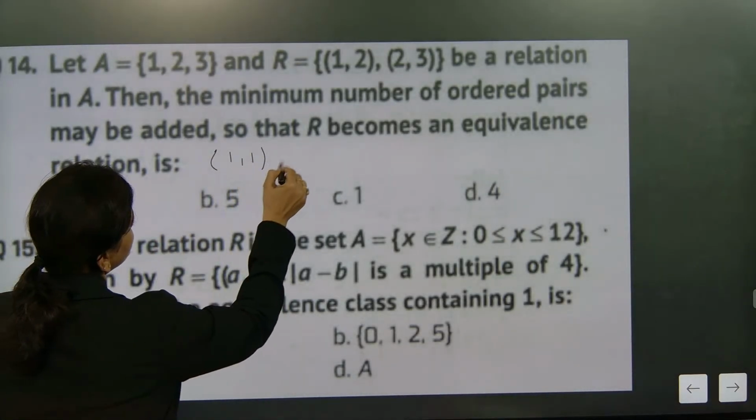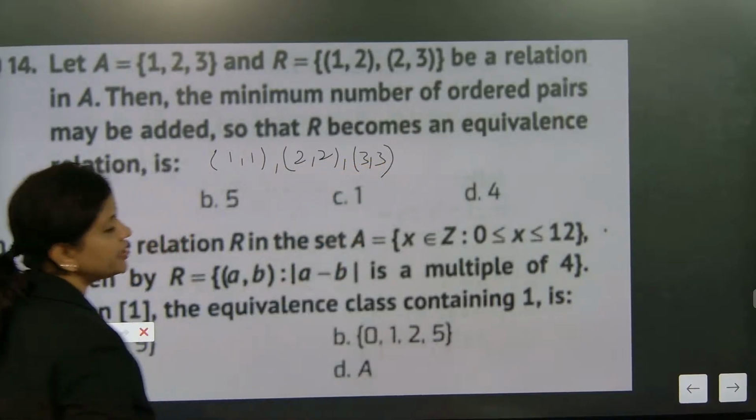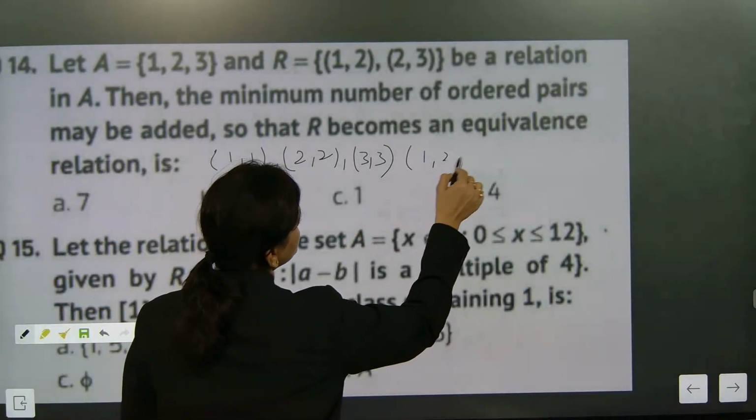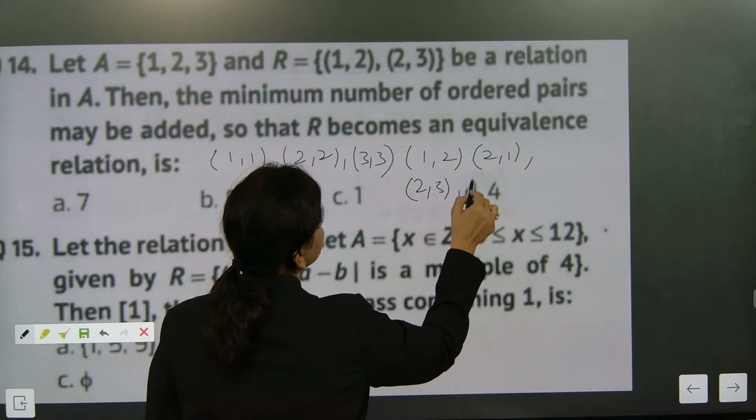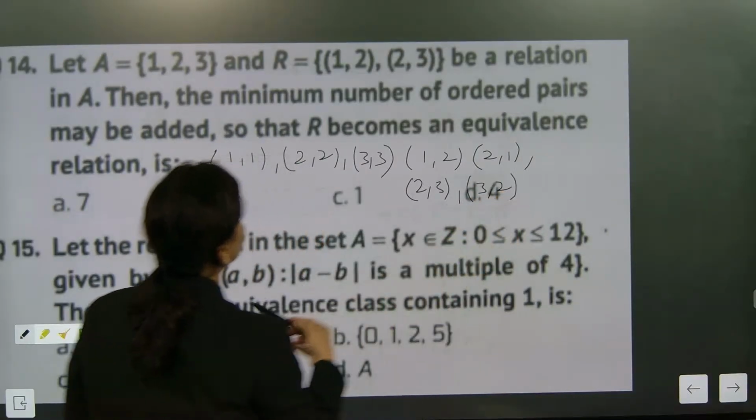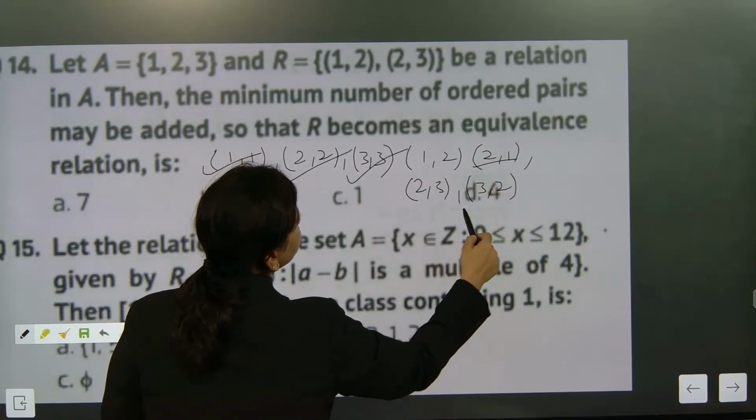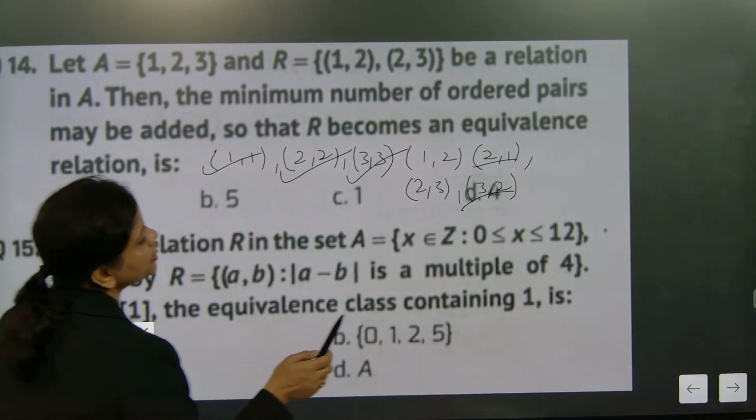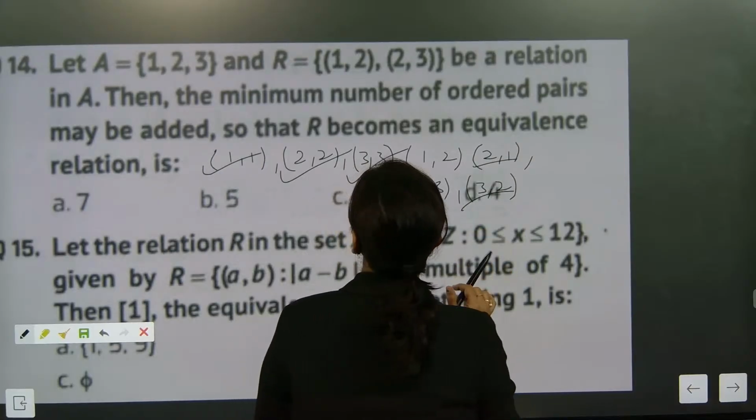See, (1, 1), (2, 2), (3, 3) elements are added. What is the next element we have to add? (1, 2) is there, so we will add (2, 1). (2, 3) is there, so we will add (3, 2). So how many did we add? 1, 2, 3, 4, 5 we added. Because (1, 3), (1, 2), (2, 1). So (3, 1), why are we going to add?